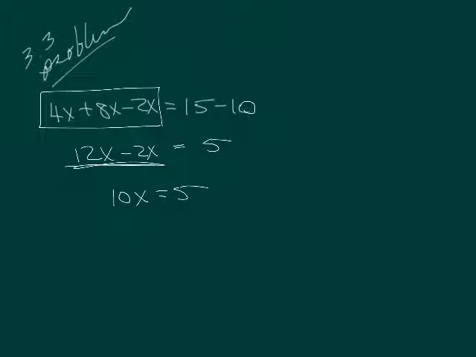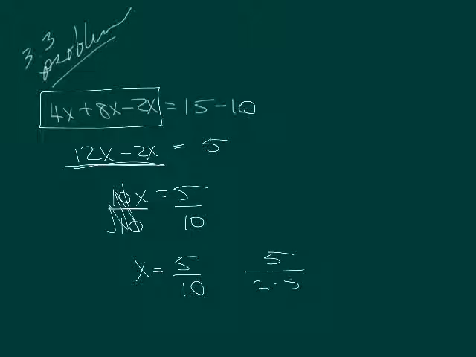Look how much simpler that is. Now 10 is being multiplied by x, so we divide. And we divide. So x, because those go away, is equal to 5 over 10. And 5 over 10 is equal to 1/2, because 5 over 2 times 5, cancel those, there's an assumed 1 always on the top if everything cancels, 1/2.